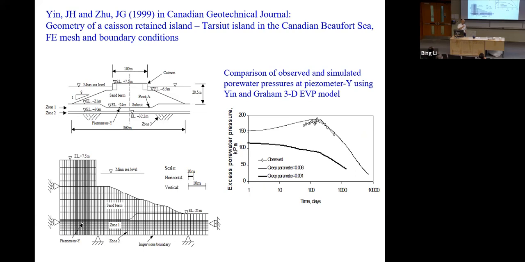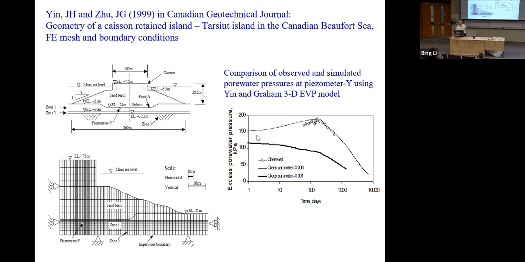to study a case that happened in Canada. It is the so-called Canadian Beaufort Sea, Tarsiut Island, north of Alberta. The island was built in shallow sea water for oil and gas exploration. When we built this kind of island, we observed a very strange phenomenon. For example, they put piezometers underneath in the soil. This is the sand, but this is in the soil.